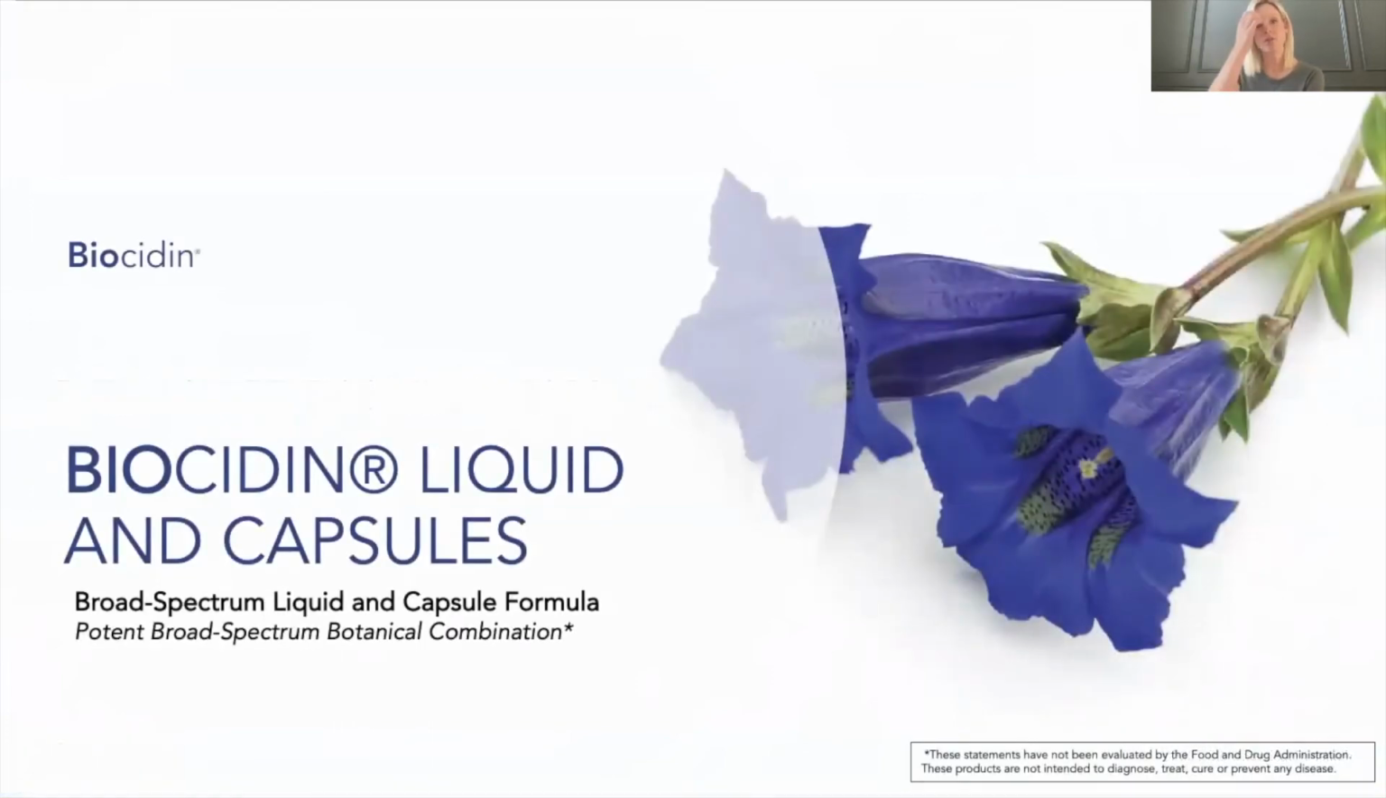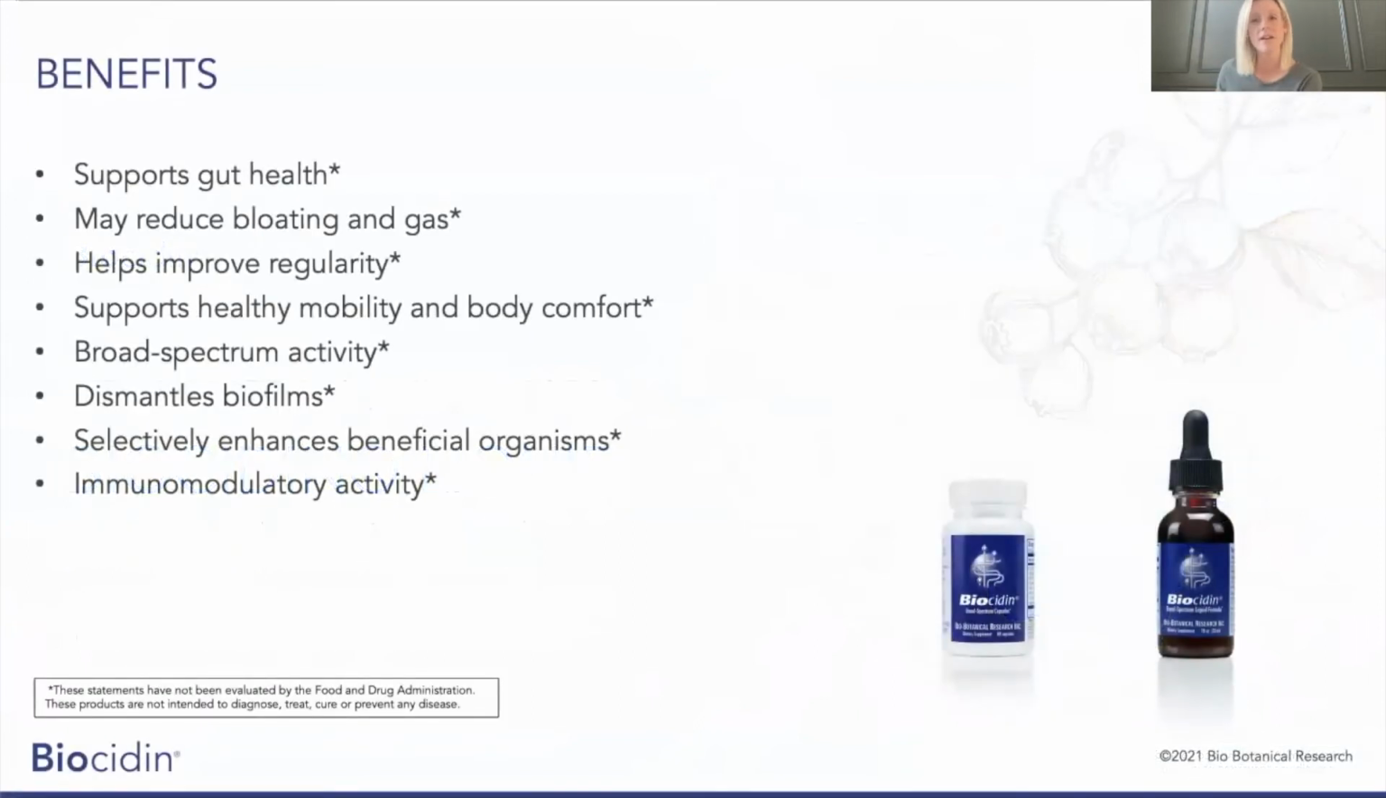So my favorite things to use are Biocidin, the liquid and the capsules on certain occasions. The liquid is definitely my favorite. It coats the entire GI tract. It supports gut health. It can help reduce bloating and gas, improves regularity, it supports just whole body comfort. It's broad spectrum. So in this case, we could use it and confidently know that it was going to work against the different microbes that she had on her GI map.